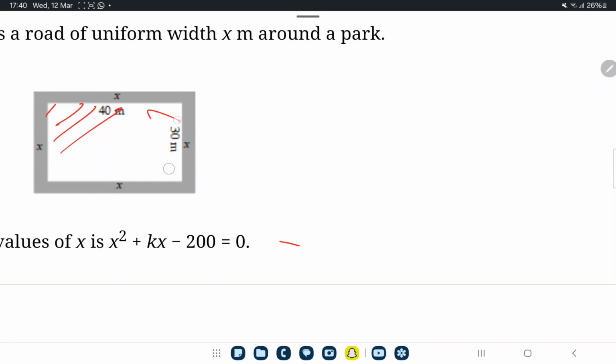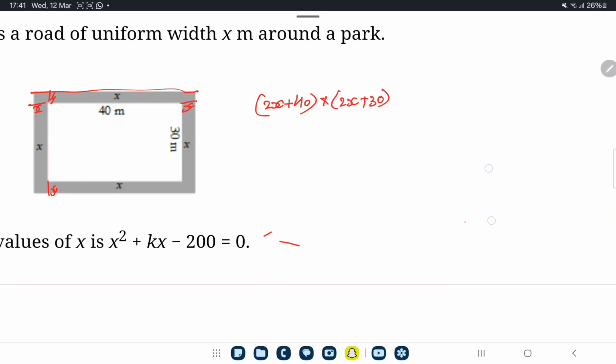To get the dimensions of the whole thing, you have an x from this side and an x from this side, and for the 30 you have an x from this side and an x from this side. So it's 40 plus 2x times 30 plus 2x. That is to get the area of the whole big shape minus the area of the inside.